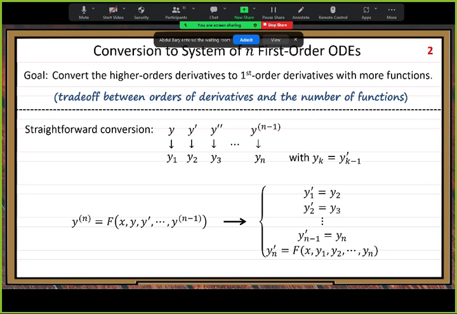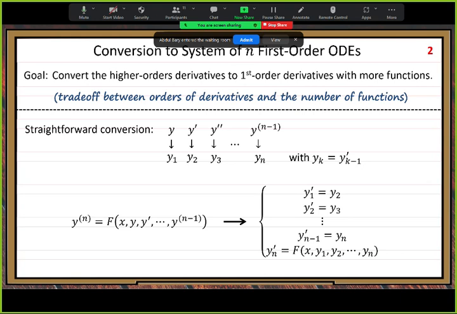Now this conversion is simple and straightforward. It looks not that significant, kind of trivial. People can say it's a trivial conversion. Why is it important?